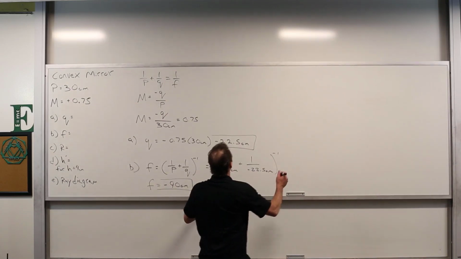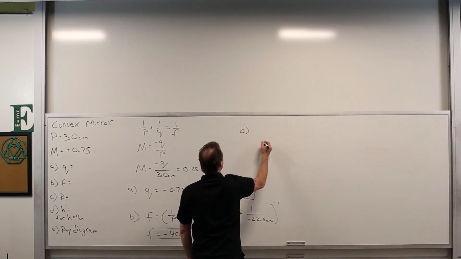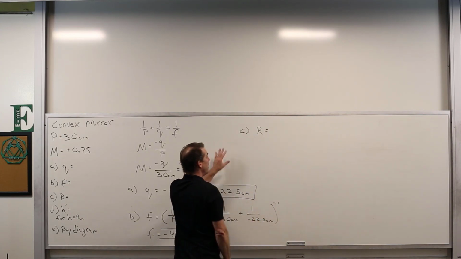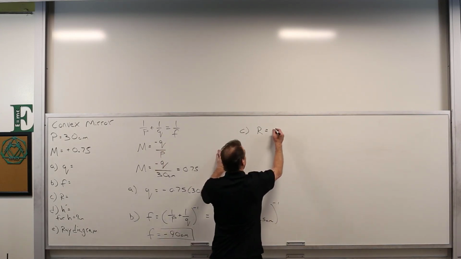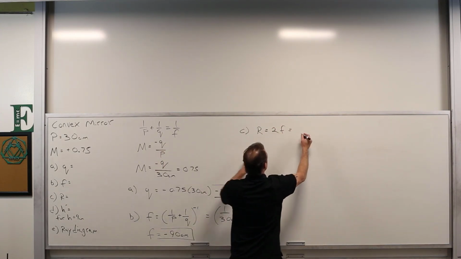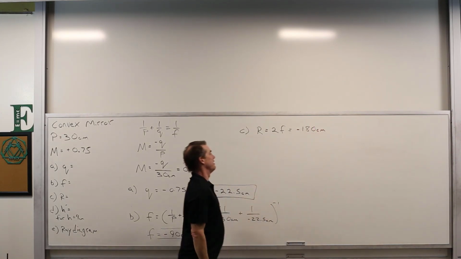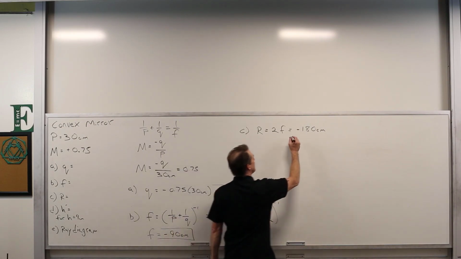All right, we can move on to part C. C is just asking us what the radius of curvature is. Well, the radius of curvature is equal to 2 times the focal length, 2F, which is then going to be equal to negative 180 centimeters. Wow, that was pretty easy to figure out.